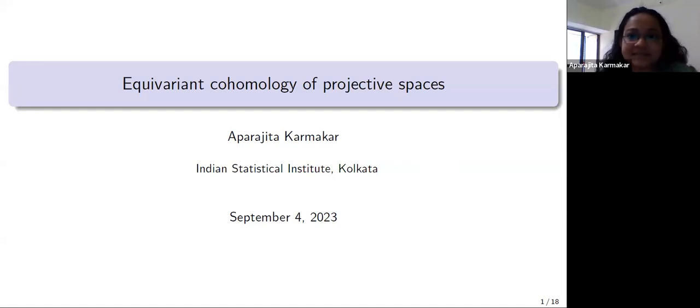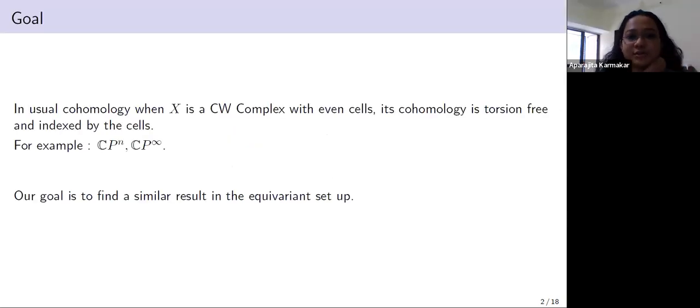So I'll start. The title, as you can see, is Equivariant Cohomology of Projective Spaces. The goal is, in usual cohomology, when X is a CW complex with even cells, for example, CP^n, CP^infinity, its cohomology is torsion-free and indexed by the cells. So for each cell, we have a generator.